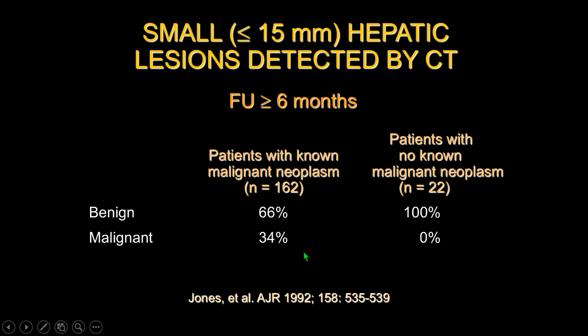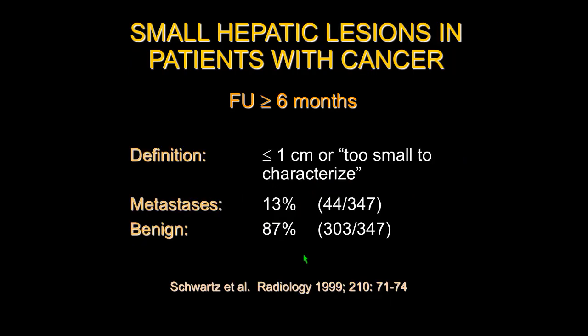So I think the take-home message from this study is that when you identify a very small lesion incidentally in a patient with no known malignant neoplasm, the chance that it will be malignant and needs to be further evaluated or followed is extremely low. And even in patients who have a known malignancy, the majority of these lesions are benign. But of course, these patients do need to be followed because of their risk of malignant lesions.